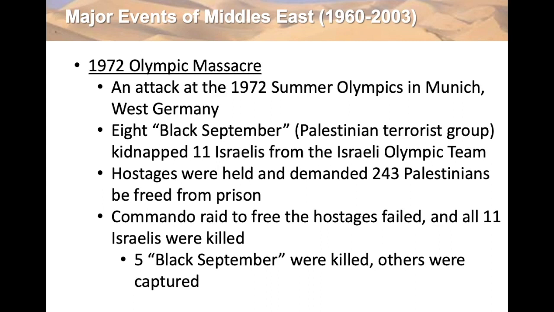The next major event that we'll talk about is the 1972 Olympic Massacre. It was an attack at the 1972 Summer Olympics in Munich, West Germany. Eight Black September members, a Palestinian terrorist group called Black September, kidnapped 11 Israelis from the Israeli Olympic team. They held them as hostages and demanded 243 Palestinians be freed from prison.